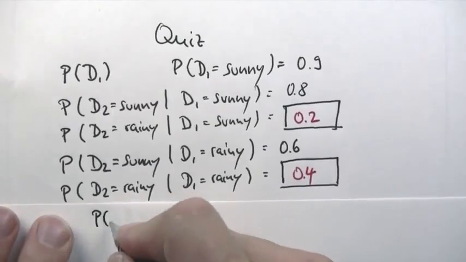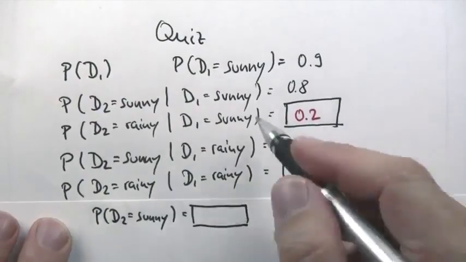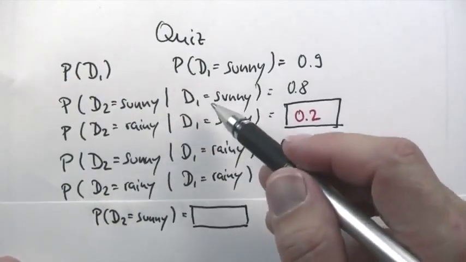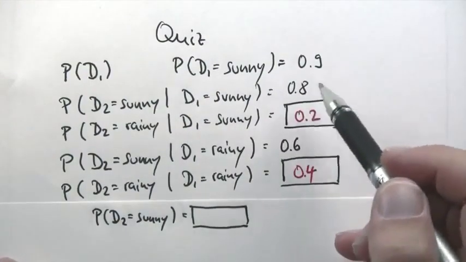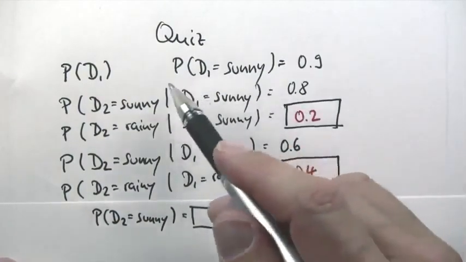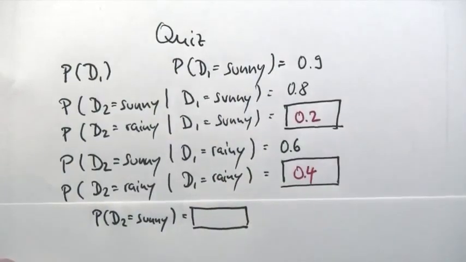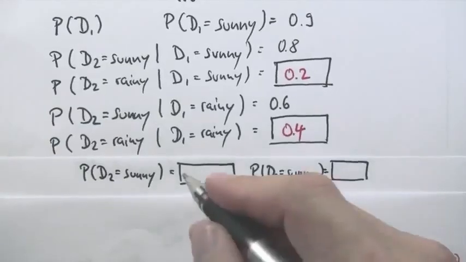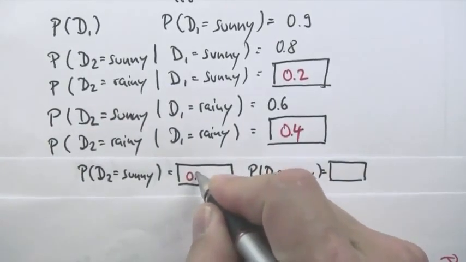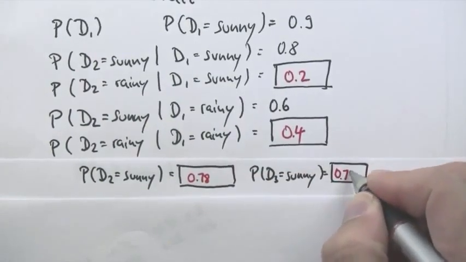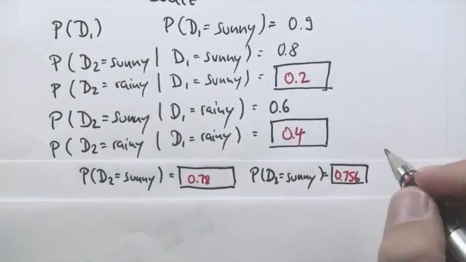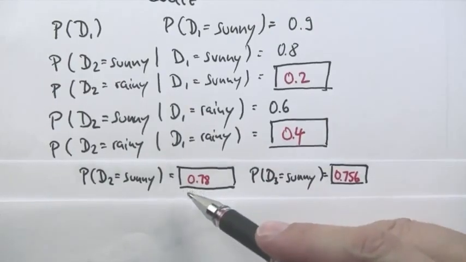So what are the chances that D2 is sunny? Suppose the same dynamics apply from D2 to D3, so just replace D1s over here with D2s over here. That means the transition probabilities from one day to the next remain the same. Tell me what's the probability that D3 is sunny? So the correct answer over here is 0.78, and over here it's 0.756. To get there, let's compute this one first.